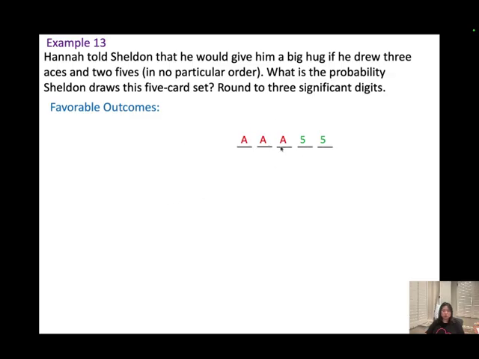So try to figure out how they can draw the aces in here. We do have 4 aces in a 52-card deck. So 4 aces, we want to pick 3 of them, and we're going to use the combination. So that will be 4C3. Think about it. How about the 5s? We do have 4 fives in the deck, and we want to pick 2 of them. And again, there's no particular order. So that will be 4C2. And this is going to be your favorable outcomes.